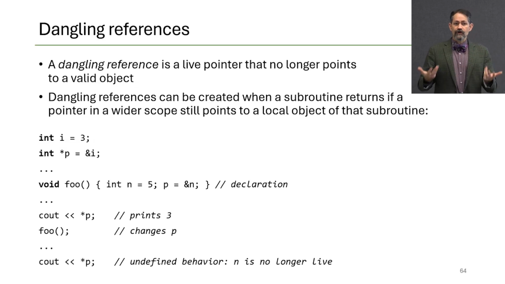Now, when foo returns, then the pointer p will still point to the space allocated for the integer n, and then if we dereference it, we'll have, once again, undefined behavior, because that value has been deallocated when the foo function returned.